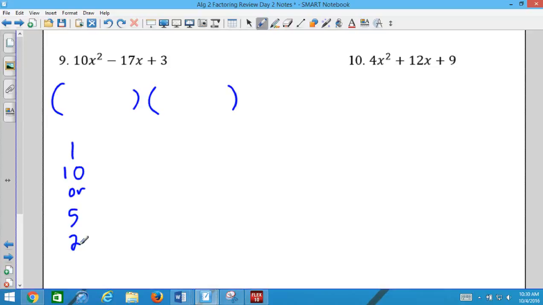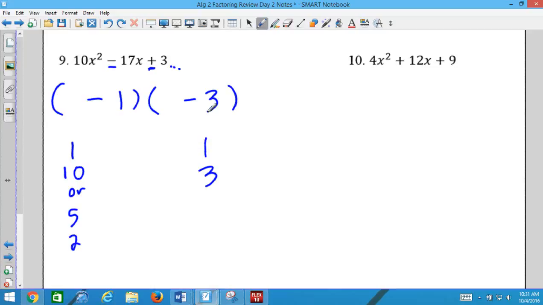Ooh, I do know my signs though. This is plus, so they're both negative. I do know that. What are my factors of the last term? 1 and 3. It's either 1 and 3 or 3 and 1. So I know that it's either 1 or 3 or 3 or 1. I'm just going to start with those. Then I'm going to play around with the first one because that one has more options.